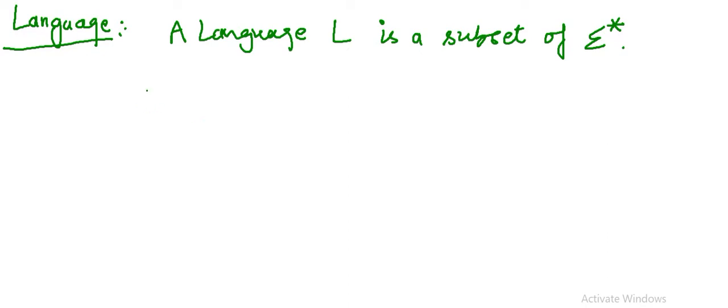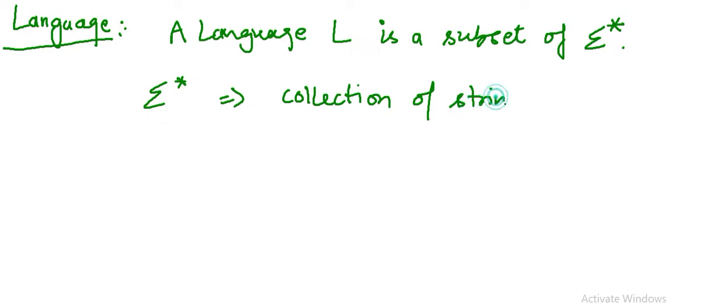It represents the collection of strings, right? Collection of strings over what? Over itself. This symbol is alphabet, over alphabet. So any alphabet is given to you, and the language will be a string or collection of strings.